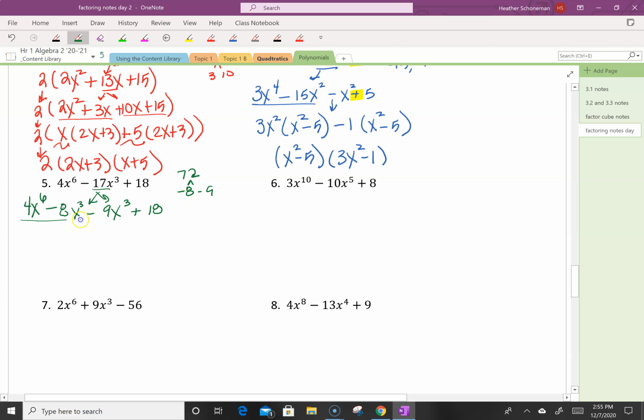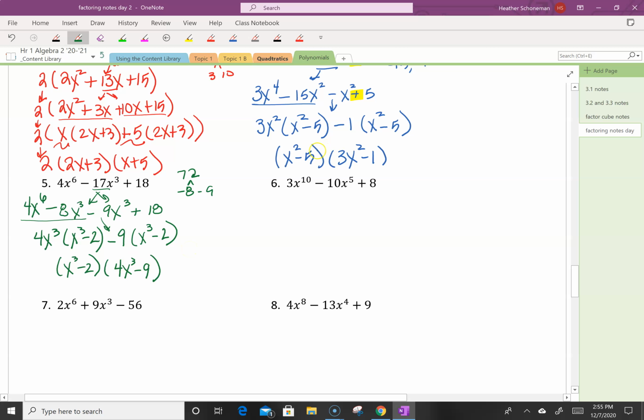All right, look at my first 2 terms. Will anything factor out of that? Yep, 4x to the 3rd. That leaves me with x to the 3rd minus 2. Over here, I can take out a 9, but it's really a negative 9 because that sign comes down. So when I divide, I'm going to get x cubed minus 2. So my parentheses match, so I have x cubed minus 2 and 4x cubed minus 9.